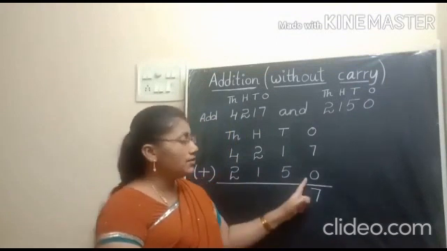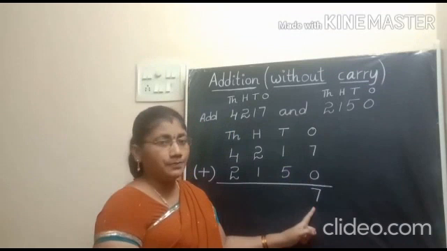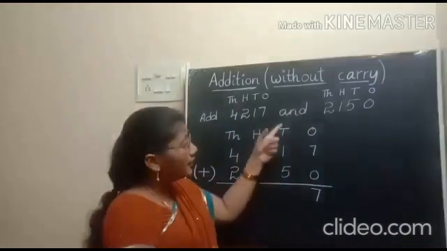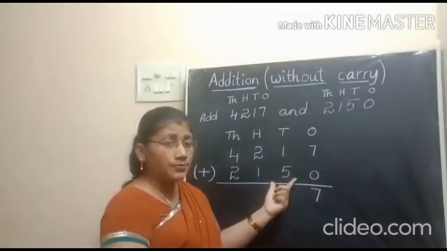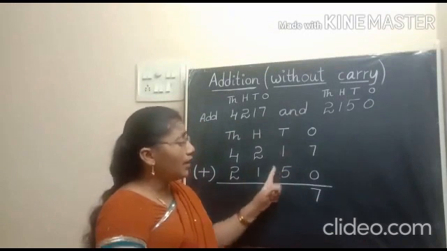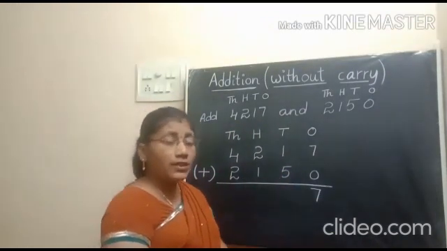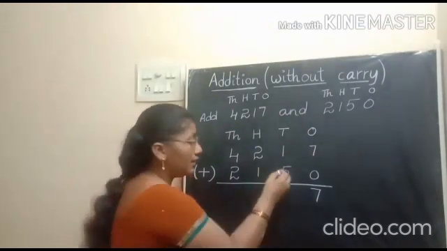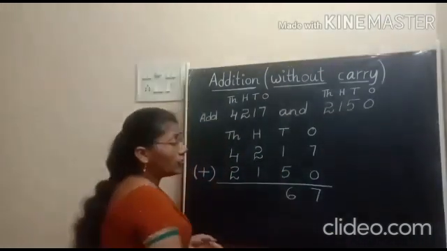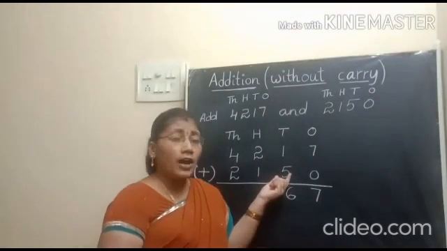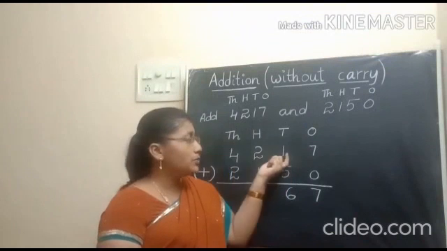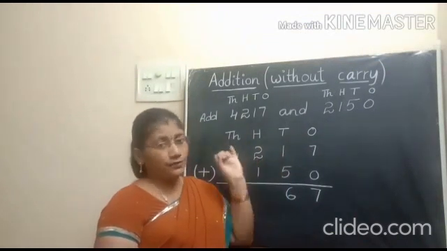So 7 plus 0 is equal to 7. Next we should add digits in tens column. By adding 1 and 5, we get 6. We get 6, because we should keep 5 in our mind, and for smallest number we should take fingers.